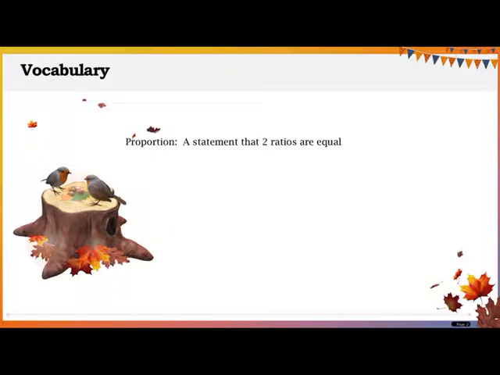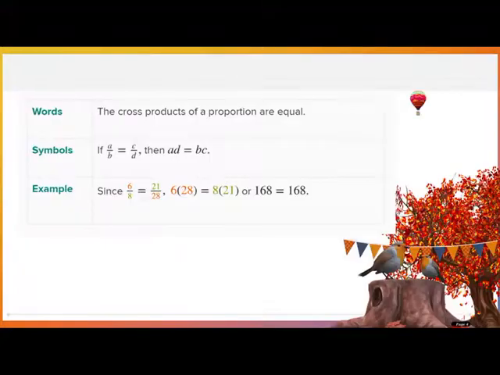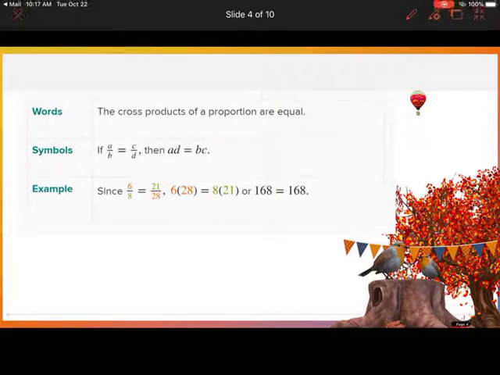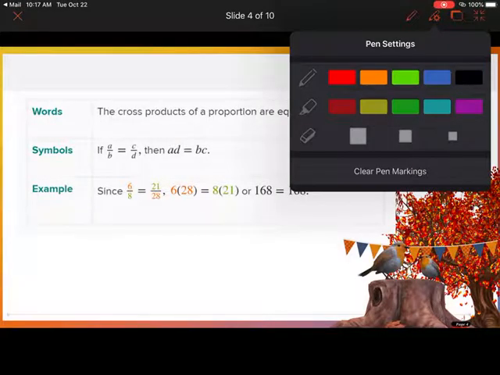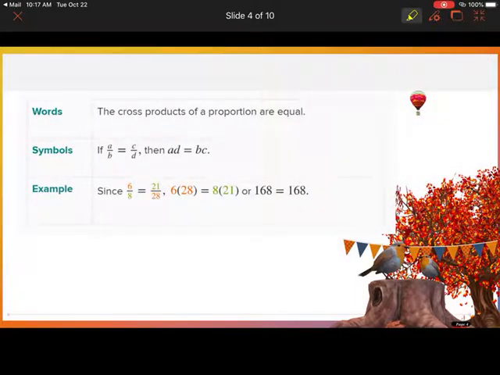So a proportion is a statement that two ratios are equal. Remember, ratios are fractions. So the words here: the cross products of a proportion are equal. And then when we're looking at the symbols, it says A times D. Remember, when they're next to each other, that means multiplication, equals B times C.